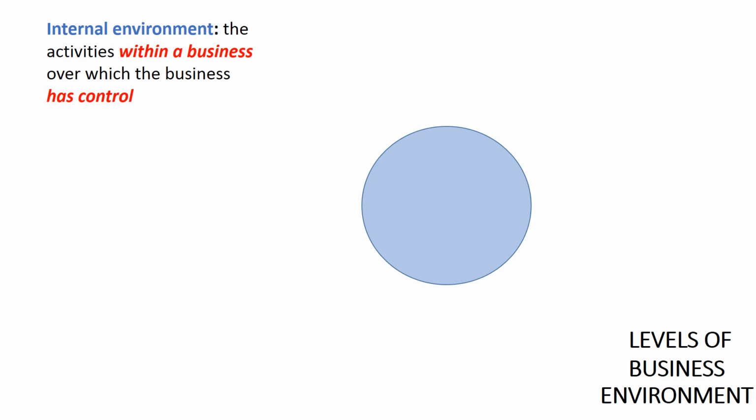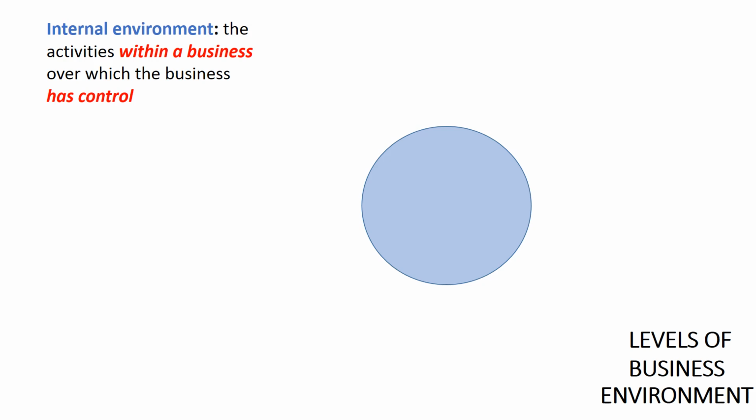Look down the left-hand side of your vocabulary sheets, find the term internal environment and write this definition in there. Once you've done that, highlight the words in red, bold, italic type. If ever you're asked to define or describe the internal environment for a business, make sure that you include these highlighted words in your definition or description.